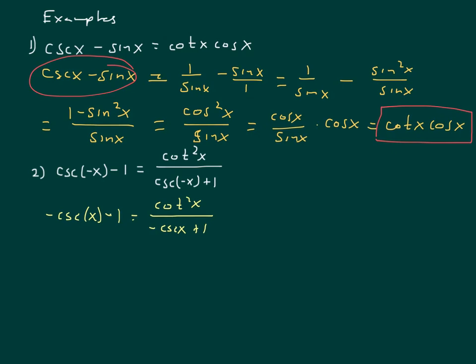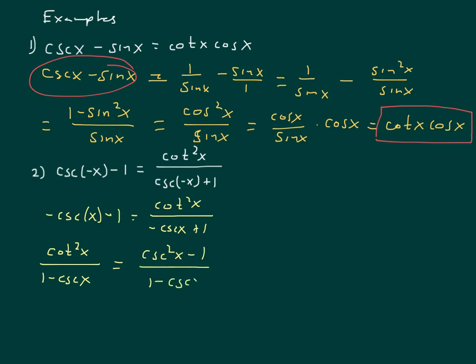Now on this particular problem, I am going to use a Pythagorean identity. I know cotangent squared x is equal to cosecant squared x minus 1. So I'm going to start out using my right-hand side as the messier side. I now have cotangent squared x over, instead of negative cosecant x plus 1, I'm going to write it as 1 minus cosecant x. And by Pythagorean identity, cotangent squared is equal to cosecant squared x minus 1, all over 1 minus cosecant x.